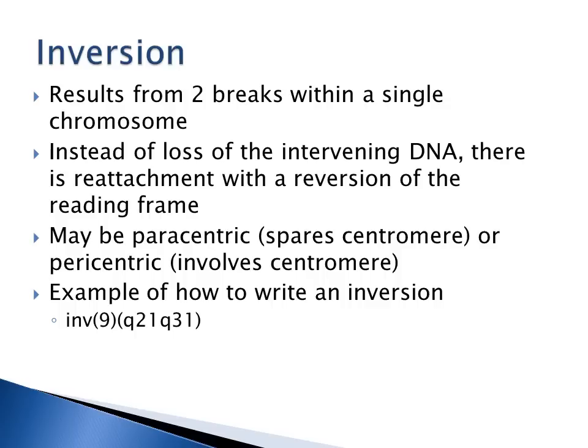An inversion is the result of two breaks within a single chromosome. So instead of losing the intervening DNA, there's reattachment with a reversal of the reading frame. This inversion could be paracentric, which doesn't involve the centromere, or pericentric, which does involve the centromere. And again, how to write an inversion would be inv, which means inversion, (9)(q21q31).